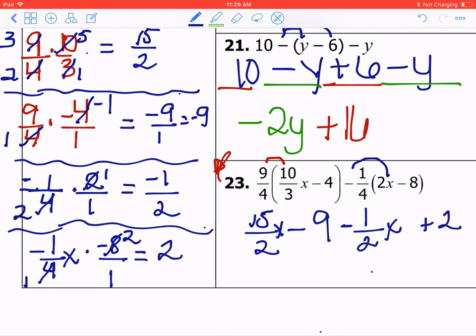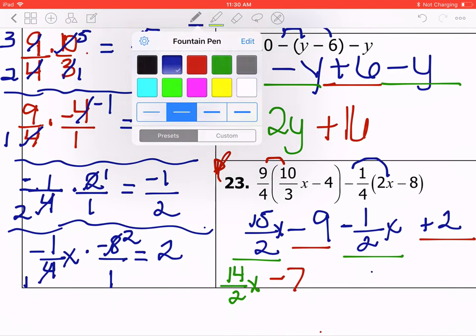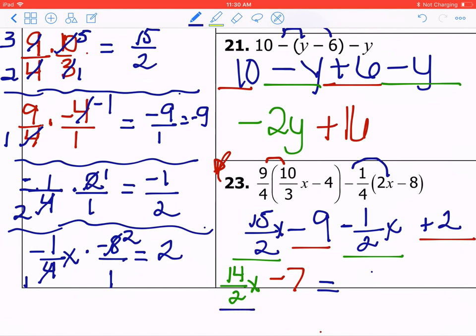All right, combine your like terms. Fractions, when you subtract, you need common denominators, which we have. They both have the common denominator of 2, so I'm just going to subtract my numerators. 15 minus 1 is 14 over 2x. We have negative 9 plus 2, which is minus 7. And of course, we're not done yet with this one. We know that we can reduce 14 over 2 because that is 7x, and then you bring down the negative 7.